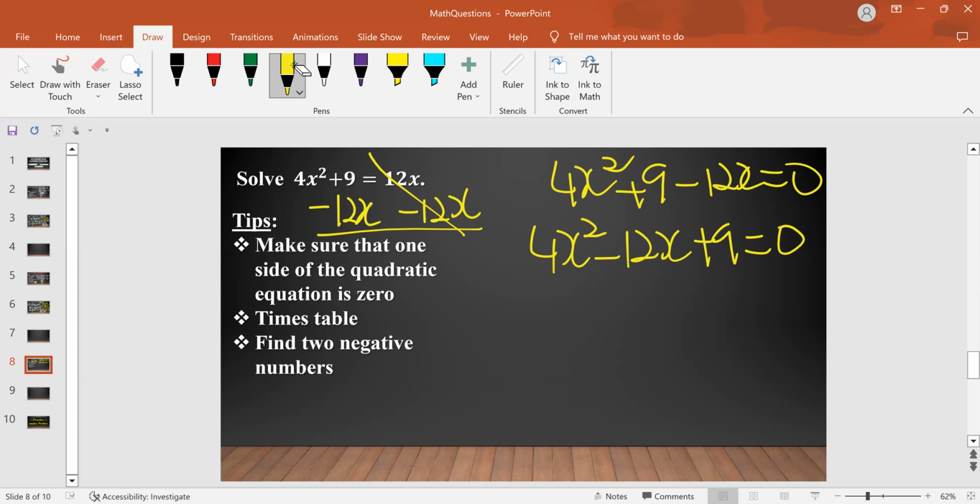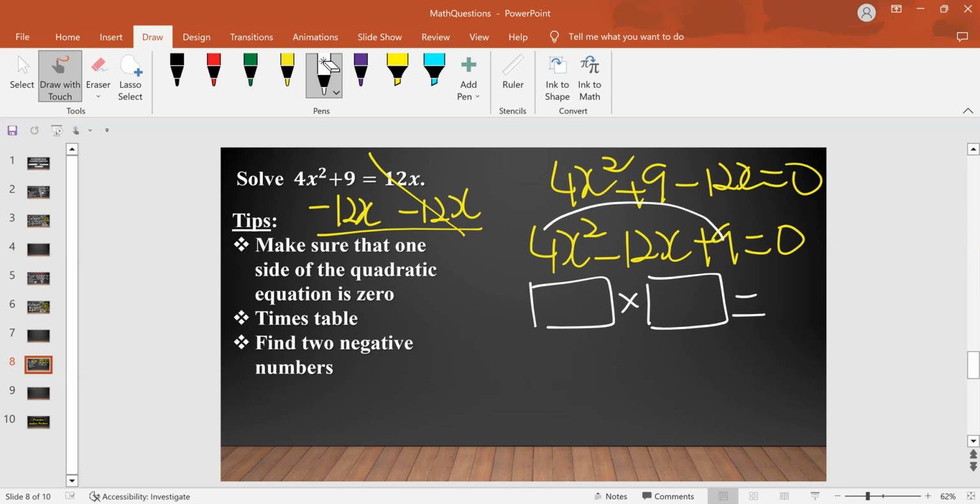Again, if you see in the tips, they say find the two negative numbers. The thing is this, we're going to find two numbers, right? Where the multiplication of the two numbers gives you 4 multiplied by 9. Yes, it's very important. When there is a coefficient for x squared which is not a 1, you multiply that coefficient by the constant. The constant is the number without x. So 4 multiplied by 9 gives you 36. But if there is no coefficient for x squared, we just use the constant.